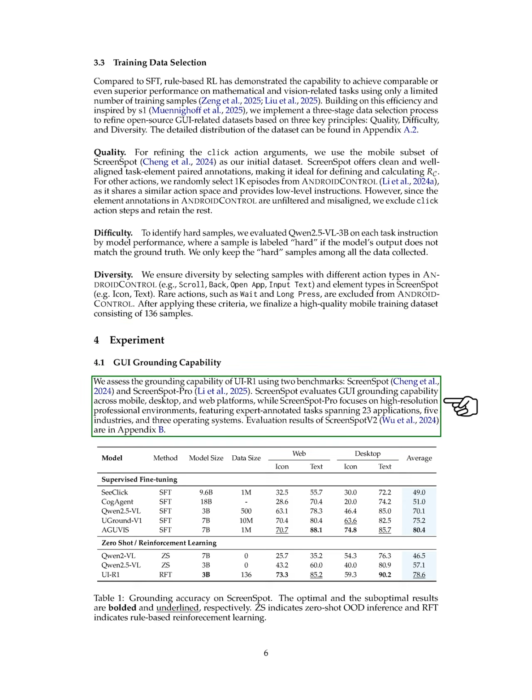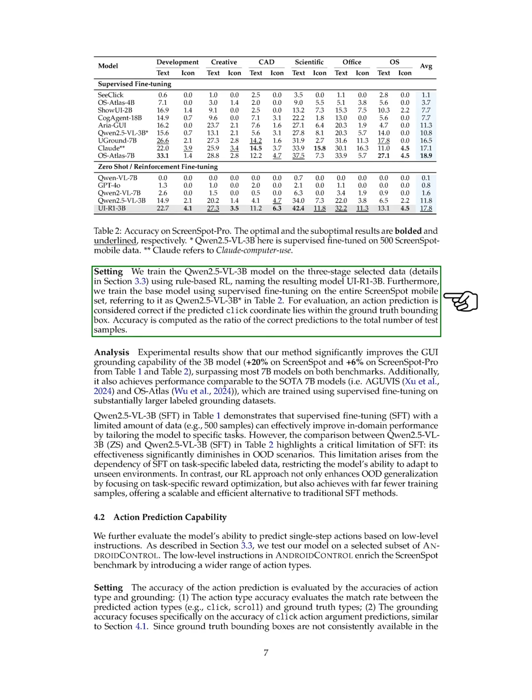Next, we evaluate the grounding capability of our model, UI-R1, using two benchmarks, ScreenSpot and ScreenSpot Pro. ScreenSpot assesses GUI grounding across different platforms, while ScreenSpot Pro focuses on high-resolution tasks across various applications and industries. We train the Qwen2.5-VL-3B model on our selected data using rule-based RL and refer to it as UI-R1-3B.